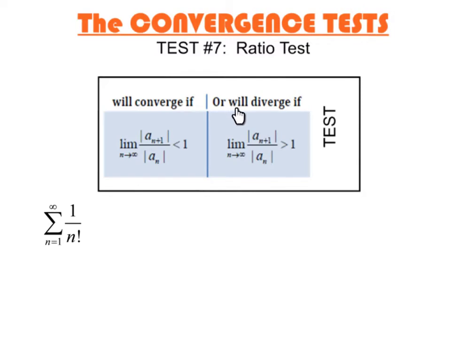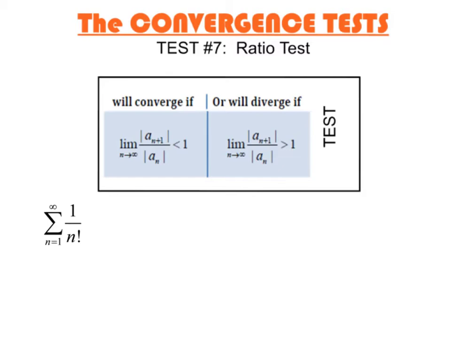Likewise, it will diverge if that ratio is greater than 1. Now you'll notice there is nothing here about it being equal to 1. If the ratio came out to be equal to 1, we'd have to use a different test. Okay, so let's do one here.